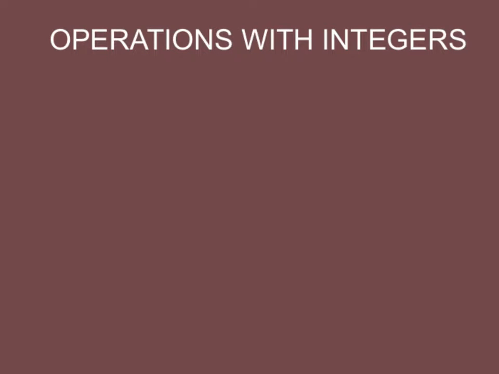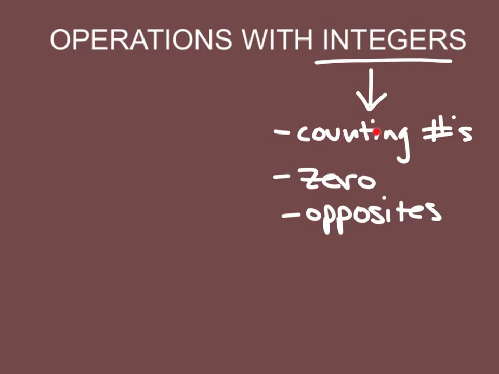Hi there, this is a video about operations with integers. Let's first talk about what integers are. Integers are counting numbers, 0, and their opposites. And by opposites, I mean that those are negatives, okay?